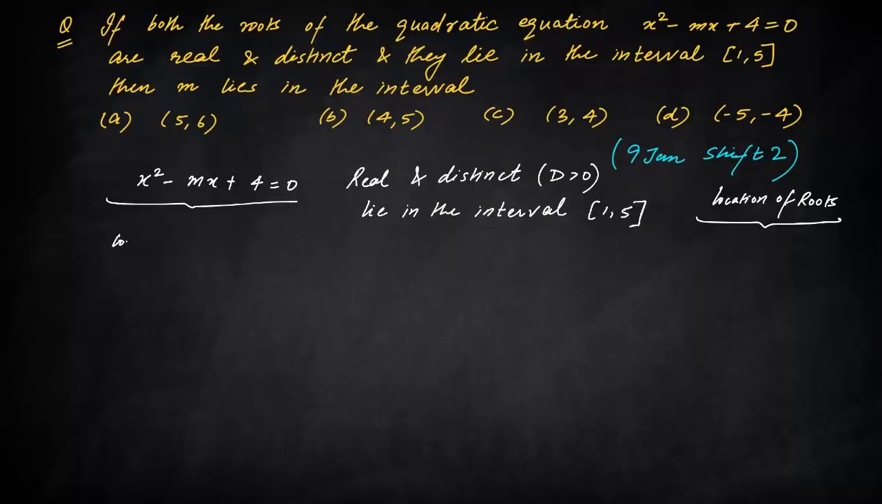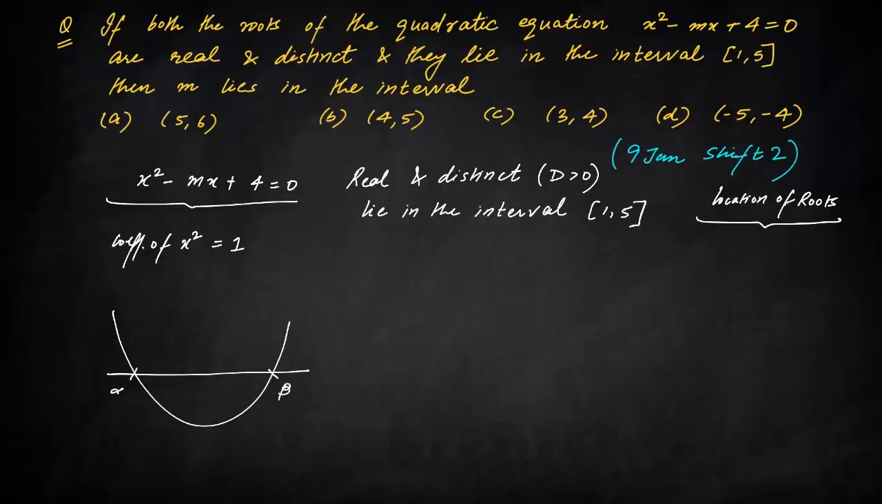You know the coefficient of x square here is 1. That means it's an upward parabola. You are saying that both the roots are real, that means real and they are distinct. Alpha and beta are distinct, two different values. This happens only when D is greater than 0. So we are solving the first part: D is m square minus 4ac, that is m square minus 4 into 4, which should be greater than 0, not even equal to 0.